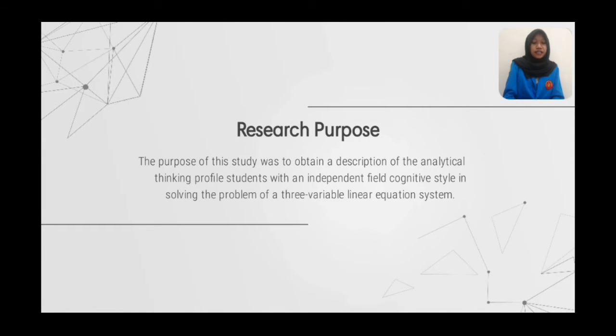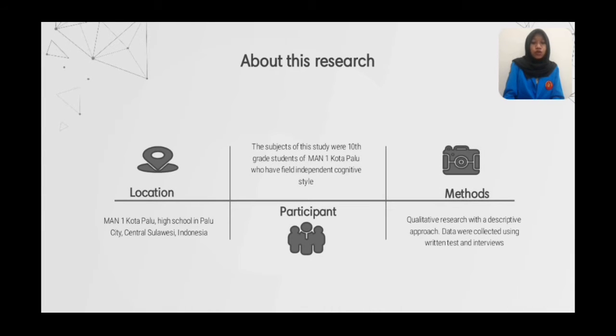The purpose of this study was to obtain a description of analytical thinking profile of students with an independent field cognitive style in solving the problem of a three-variable linear equation system. Next, the location of this research is MAN 1 Kota Palu, one of the high schools in Palu City, Central Sulawesi. The subjects of the study were 10th grade students of MAN 1 Kota Palu who have field independent cognitive style.